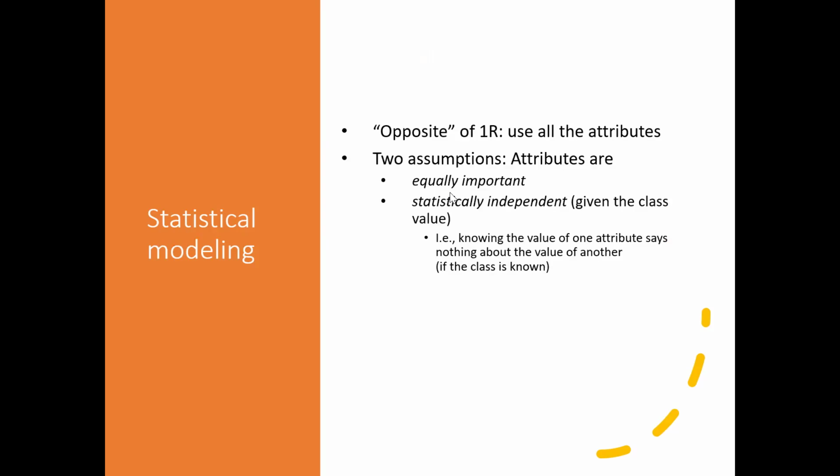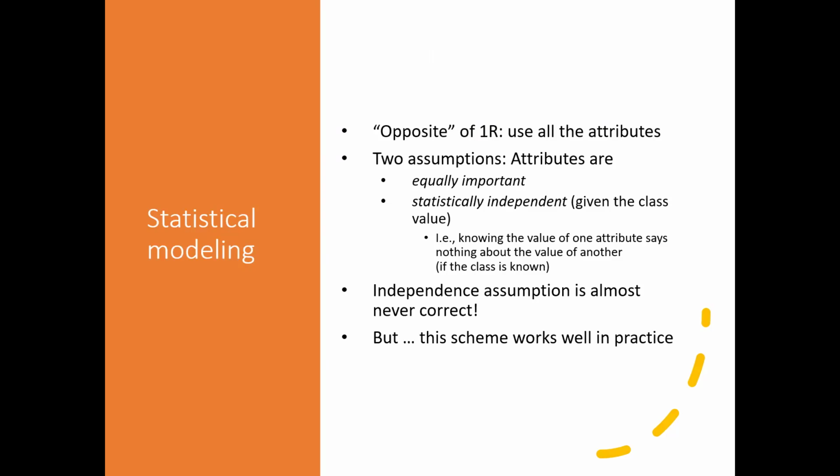There are two assumptions, especially for the naive Bayes algorithm: all attributes are equally important and they are independent of each other. We know that in practice this will not hold, but strangely enough, most of the time we still get accurate classifiers.